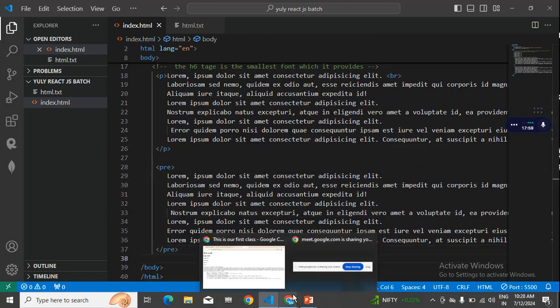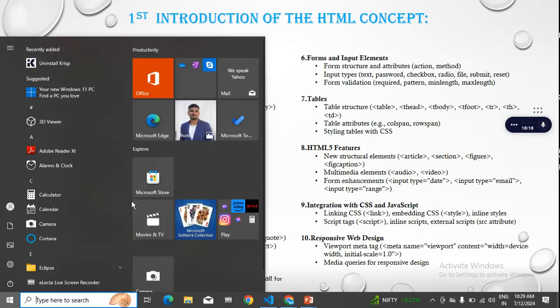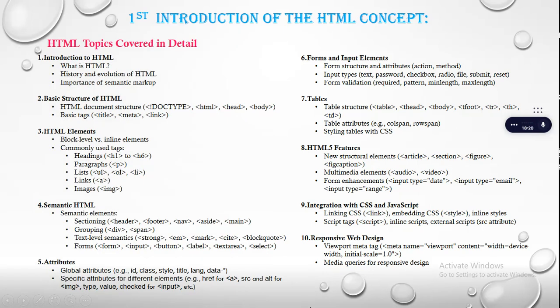What is the next thing they are telling over here? That is the list tag, ordered list and unordered list. First I'll tell this, and I'll come to ordered list and unordered list later. The next thing we'll be learning is something called the anchor tag. So what is an anchor tag?